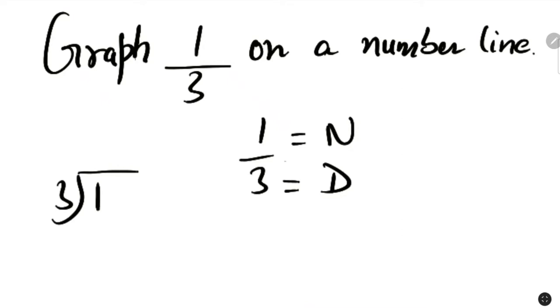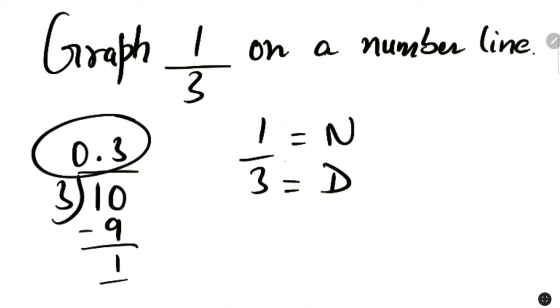We know that 1 is smaller than 3, so we have to take a 0. If we are taking a 0, we have to put a decimal at the top. So we know that 3 times 3 is 9. Hence we got 0.3 for 1 upon 3. We just converted a fraction into a decimal and we got 0.3. So basically we have to plot 0.3 on a number line.